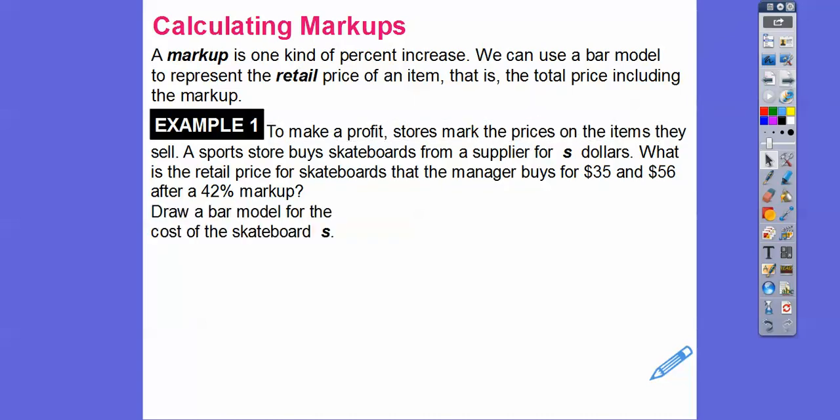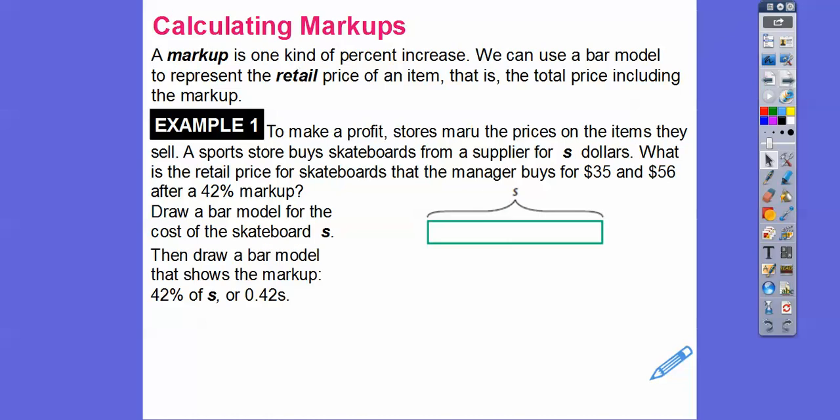So let's go ahead and draw a bar model for the cost of the skateboard, S. So what they purchase it for. So just draw any length of a bar. So there's that right there. Okay, and then now draw a bar model that shows the markup price, right below it. So 42% of S is a little bit less than 50%. So if 50% is right here, I'm going to draw a bar below it a little bit to the left of that. So something like right over there, and call that 42% of S, or 0.42S right there. Okay, so something like that.